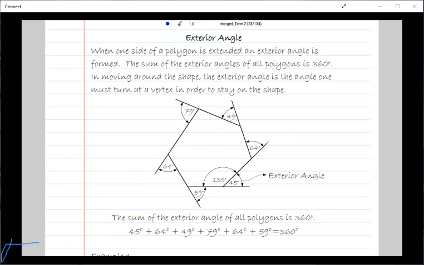Ladies and gentlemen, an exterior angle is formed if one side of a polygon is extended. Now, the exterior angle is the angle that you have to turn. If you're moving along the line, the angle that you have to turn in order to stay on the shape, the size of that angle is called the exterior angle. The sum of the exterior angles of all polygons is 360 degrees, and the exterior angle plus the interior angle add up to 180 degrees. They are angles on a straight line. All right, guys. So I'm going to stop here before we go into the examples.